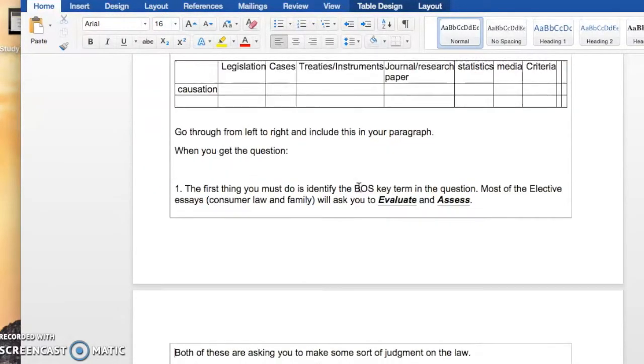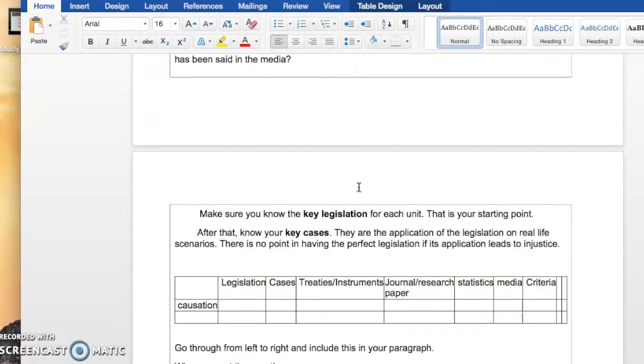Let's go down to the next part. Make sure you know the key legislation for each unit. That's your starting point, okay? Because you always start with your legislation first, as in this table. After that, know your key cases, because the key cases are the application of the legislation in real life. Now, just remember in your argument, there's no point in having the perfect legislation written down if, when applied, it doesn't lead to justice. If the application of the legislation leads to injustice, that is an ineffective law. It is an ineffective key legislation.